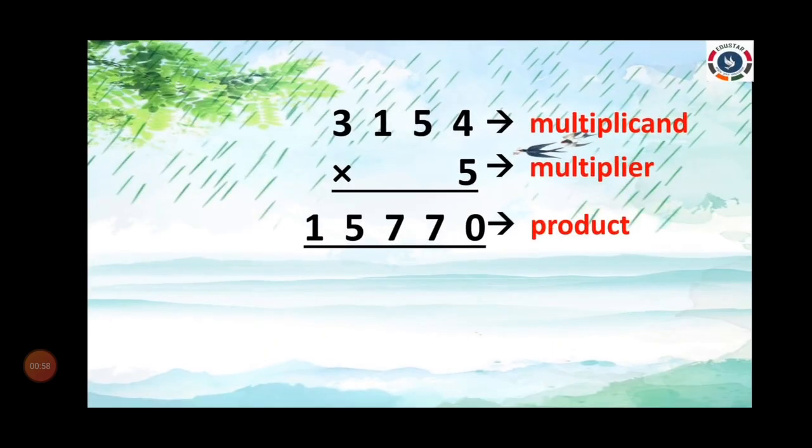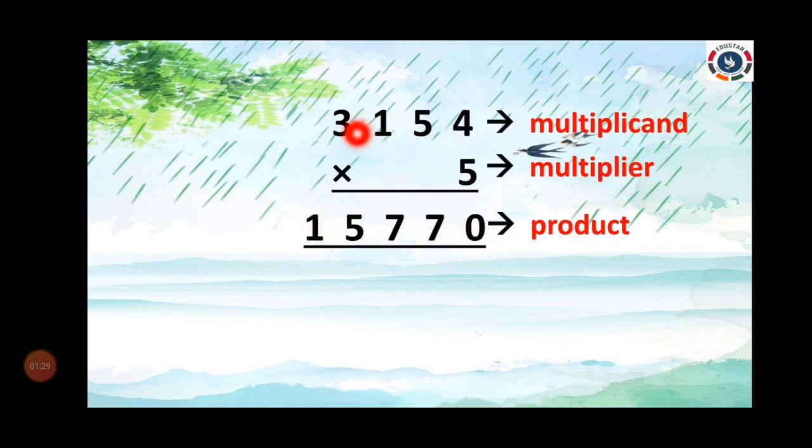Next thing, here 3154 is given. What is that? That is multiplicand. The number which is multiplied, that is called a multiplicand. And then the number by which it is multiplied, that is called multiplier. We are getting the result, that is the result obtained, that is called product.